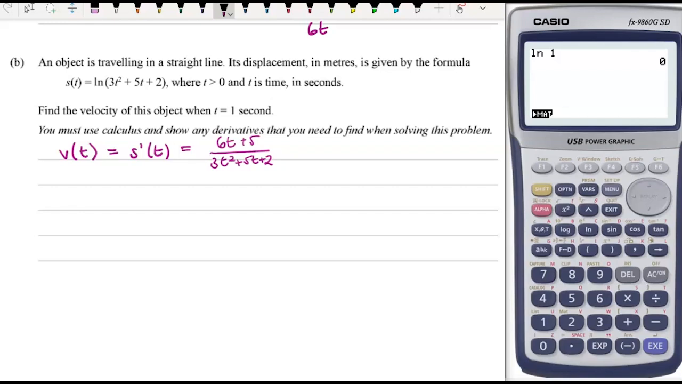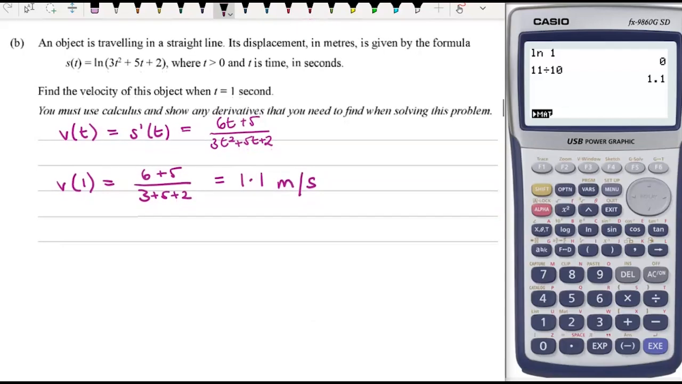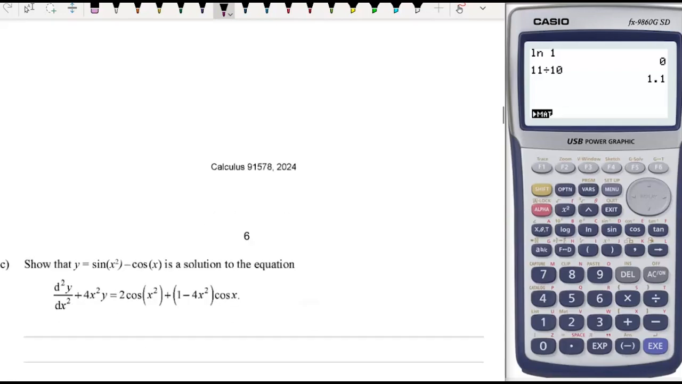Okay, now when t is 1, we're going to sub in 1 into this. So it'll be 6 plus 5 over 3 plus 5 plus 2. So that's going to be 11 divided by 10. So 1.1. And our units in this one is we're measuring in meters per second. You can just put 1.1 though as your final answer. You don't need the units for this achieved question.